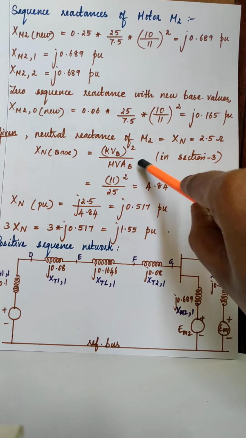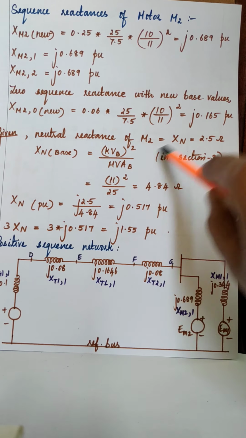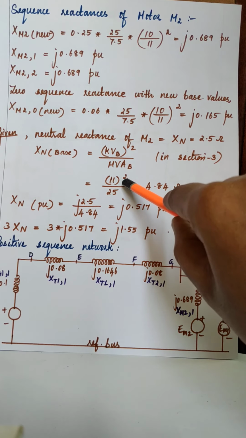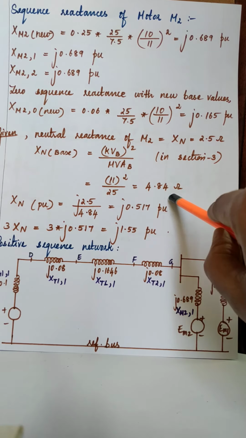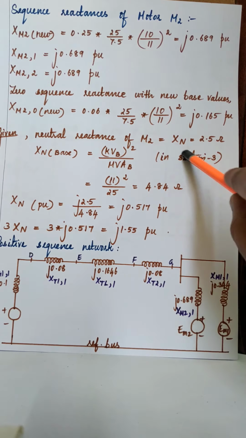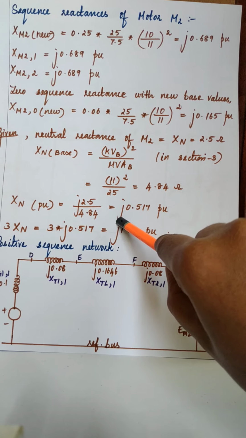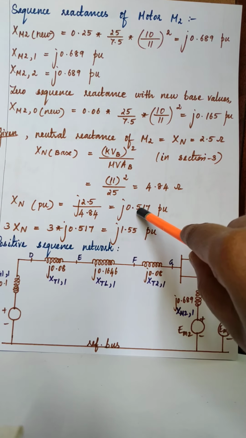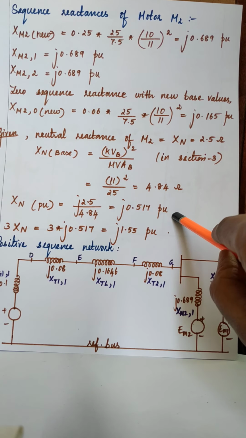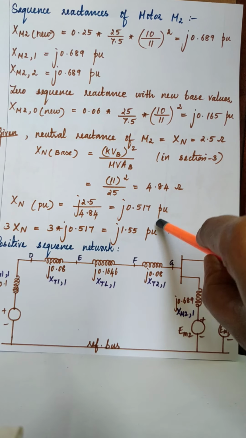Calculate it in per unit. For that you need Xn base, which is kVB square by MVAB in section 3. In section 3 it is 11 square by 25, 4.84 ohm. Therefore Xn in per unit is equal to j2.5 divided by 4.84, which is equal to j0.517 per unit. 3 times Xn is equal to j1.55 per unit.